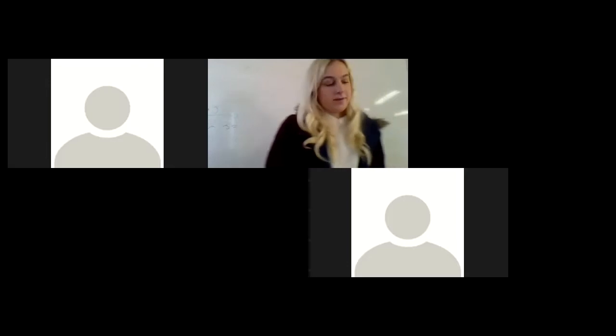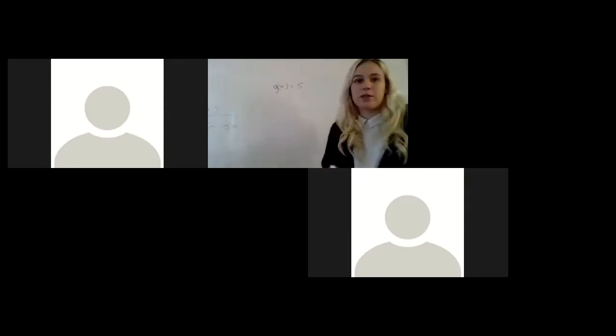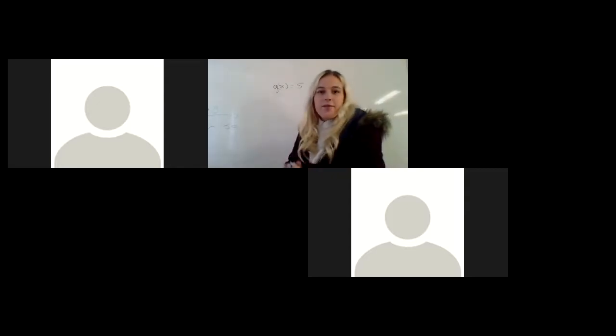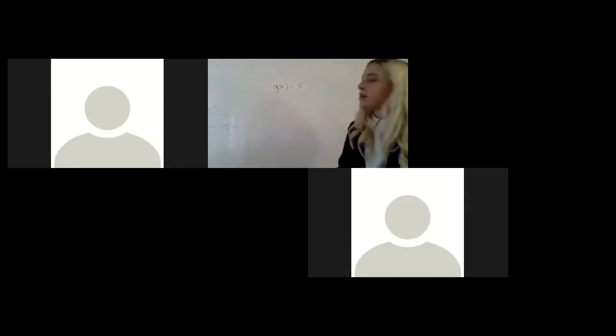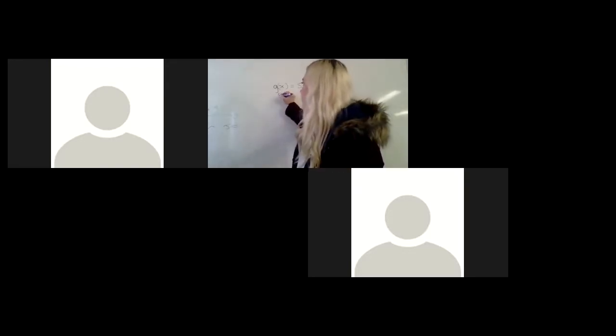When I write it, you might not think that it seems that difficult, but let's have a look. So g of x is equal to 5. Can you see that? That 5 looks a little bit like an S, but it's a 5. It doesn't look like a long one, but what is this actually saying? Remember, g of x is actually saying y equals 5.